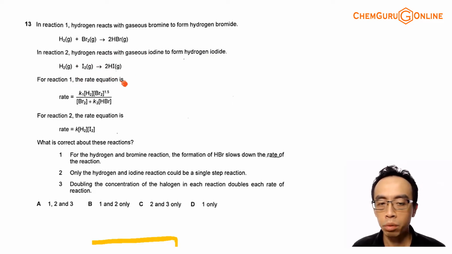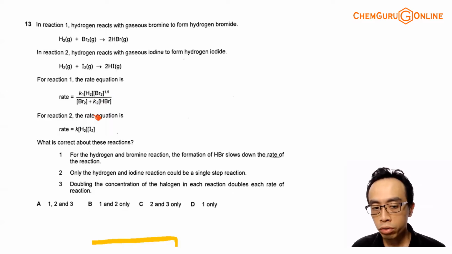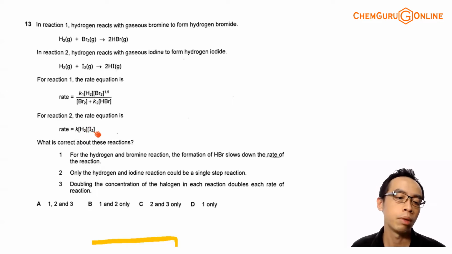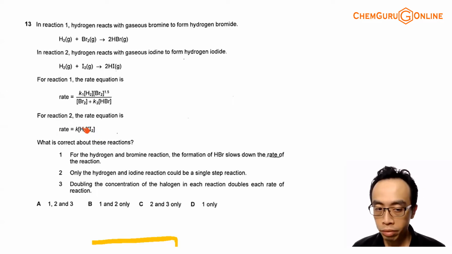For reaction 1, the rate equation is: rate equals rate constant k1 multiplied by concentration of H2 multiplied by concentration of bromine to the power 1.5, divided by the concentration of bromine plus rate constant k2 multiplied by the concentration of HBr. So we notice this rate equation looks very complicated. Now for reaction 2, the rate equation is: rate equals rate constant k multiplied by concentration of H2 and multiplied by concentration of I2. So this rate equation for reaction 2 looks a lot more familiar, and this is according to what we have learned in the syllabus.